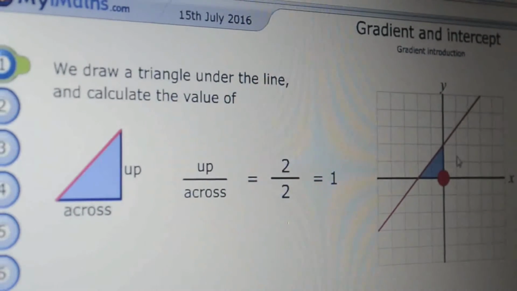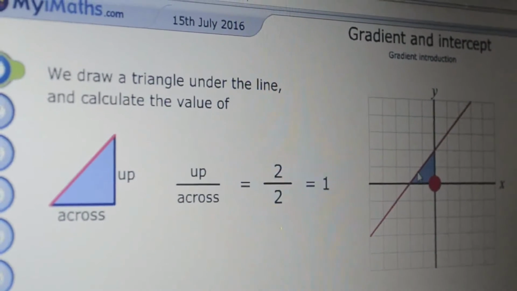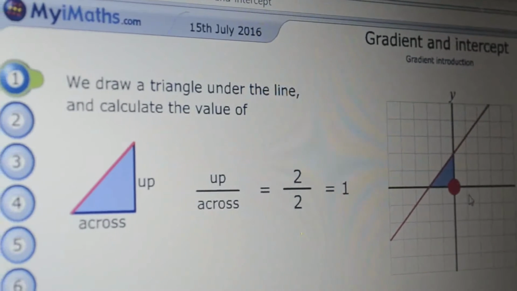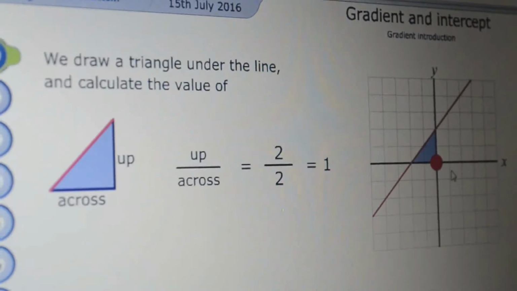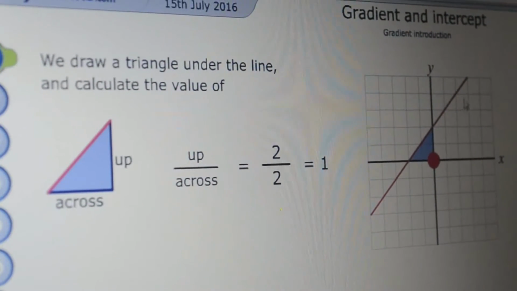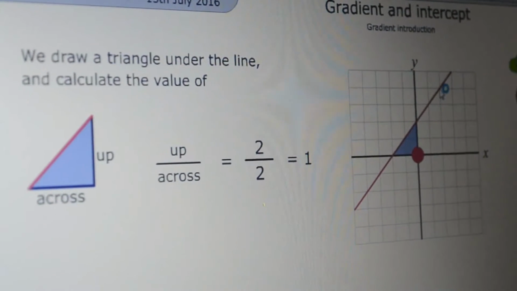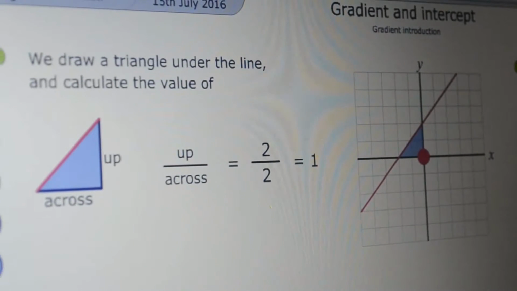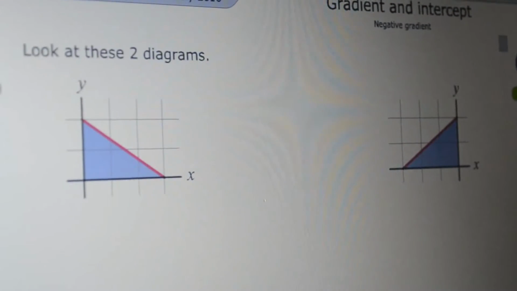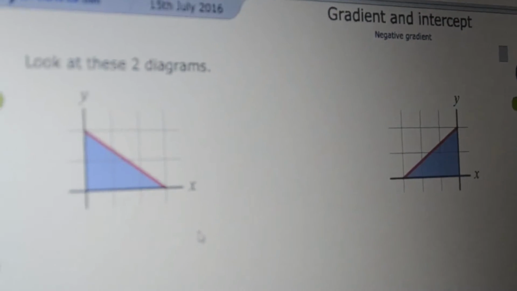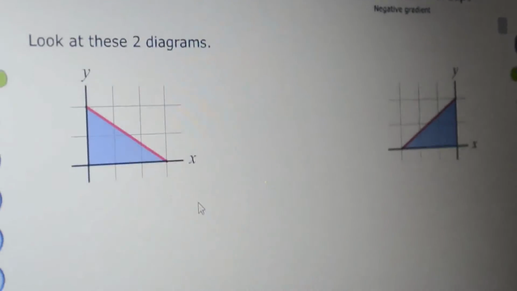Now I can also have this triangle as a big triangle, and still I could calculate the gradient of this line. It doesn't matter where we draw the triangle, as long as it is on the x-axis and touching 2 points of the line. Now let us take a look at the second one. Can we calculate the gradient here? Yes, you have to remember that it is up and across.